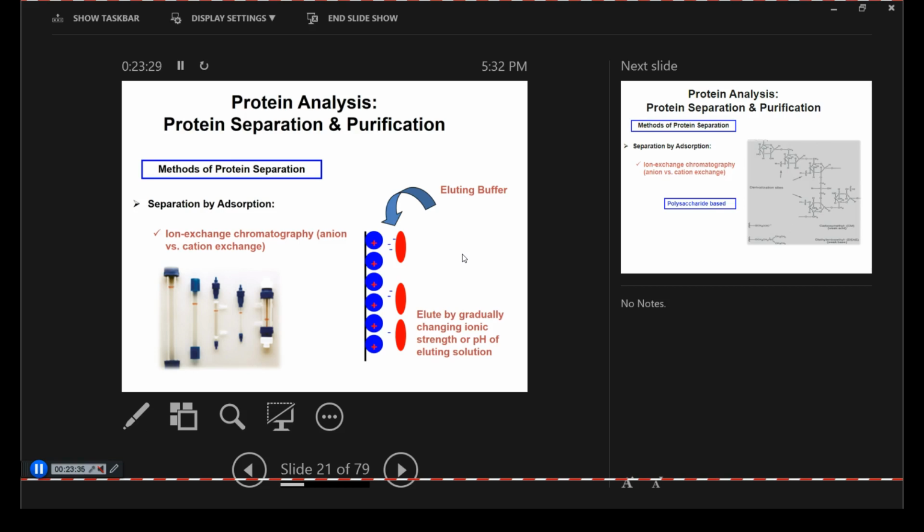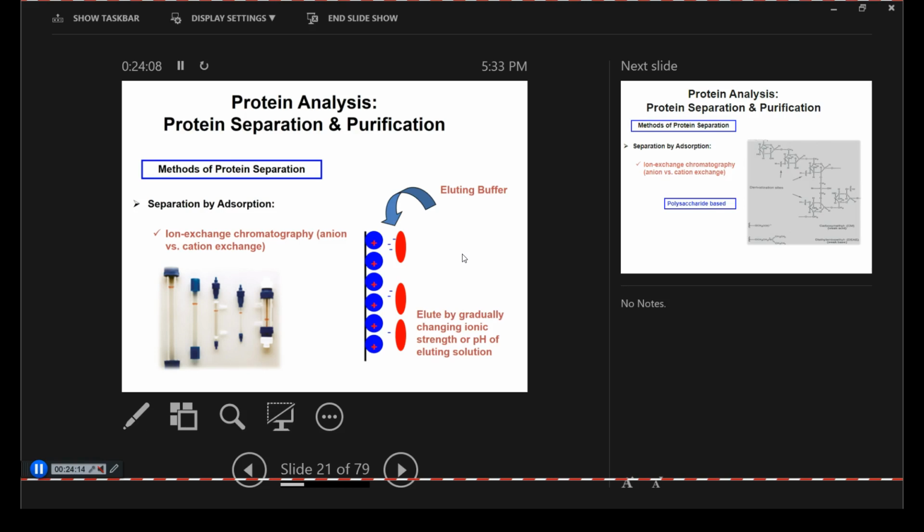So the principle here is separating based on charge. So we can have anion exchange or cation exchange depending on the charge of the protein that you are separating at neutral pH or a pH that will give the protein a charge without impacting its structure and functionality. So if a protein has a negative charge at, let's say, neutral pH, then what you would do is you would use an anion exchange chromatography.